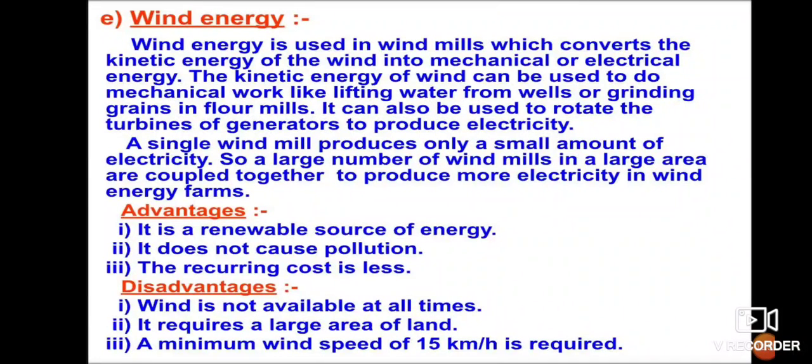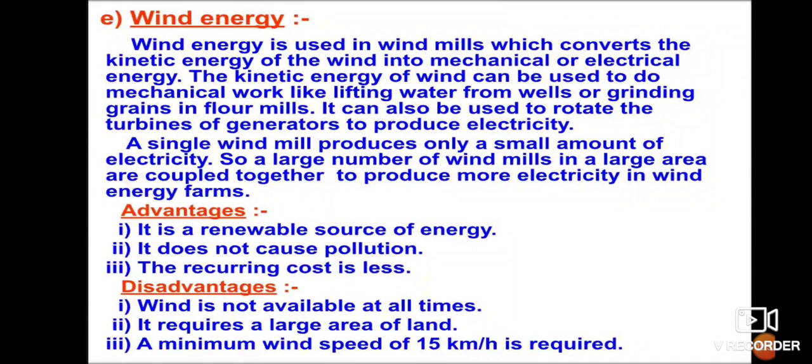Wind energy is used in windmills, which convert the kinetic energy of the wind into mechanical or electrical energy. The kinetic energy of wind can be used to do mechanical work like lifting water from wells or grinding grain in flour mills. It can also be used to rotate the turbines of generators to produce electricity.